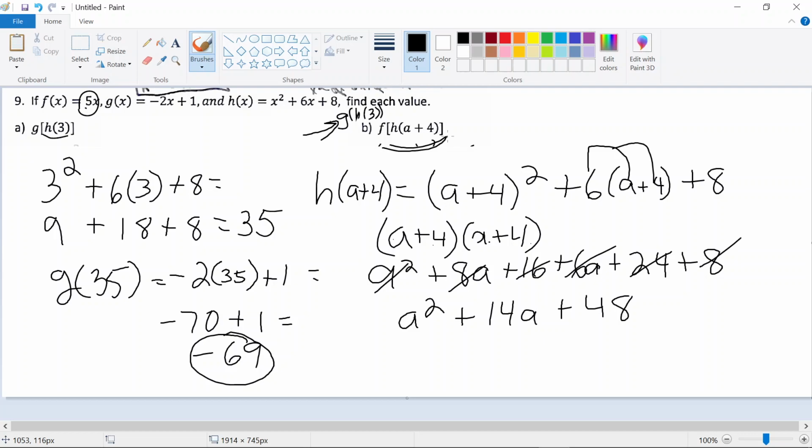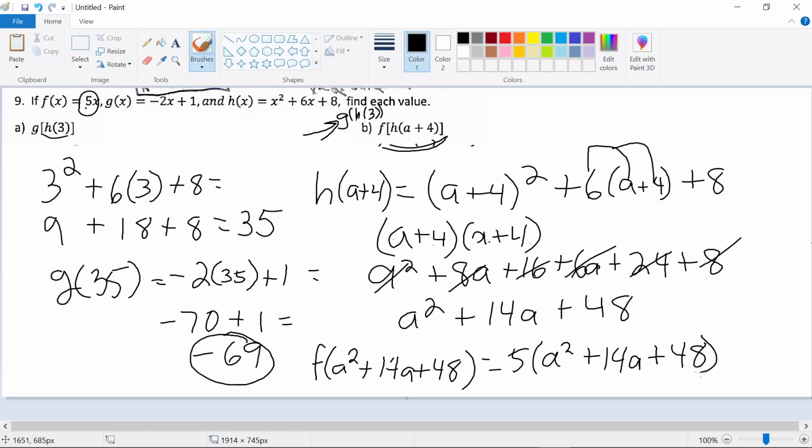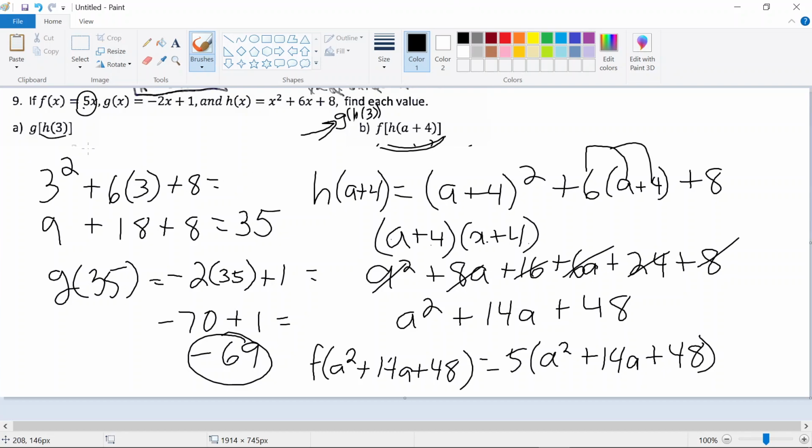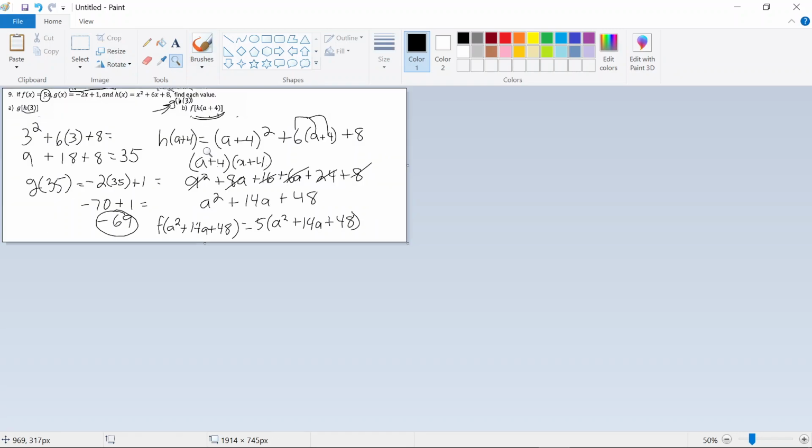Now I need to do f of that. So I'm going to do f of a squared plus 14a plus 48. That means wherever I see x in the f equation, I'm going to plug in a squared plus 14a plus 48. Well, it's 5 times x. So 5 times a squared plus 14a plus 48. And I think I'm going to need just a little bit more room.